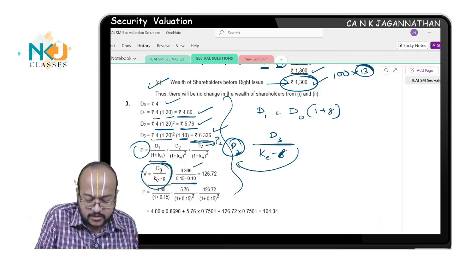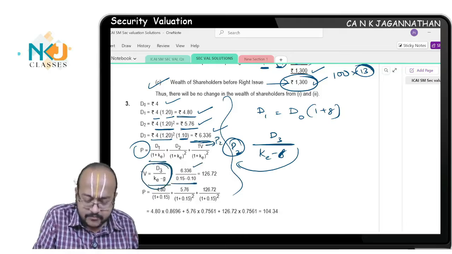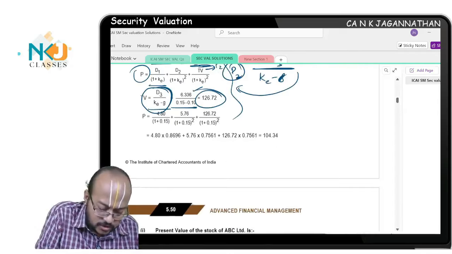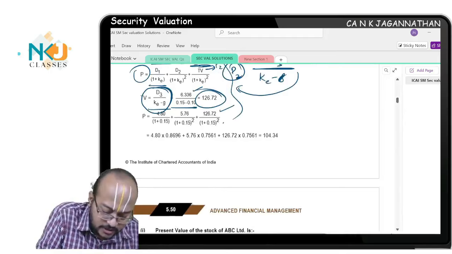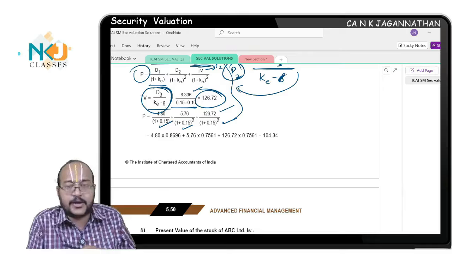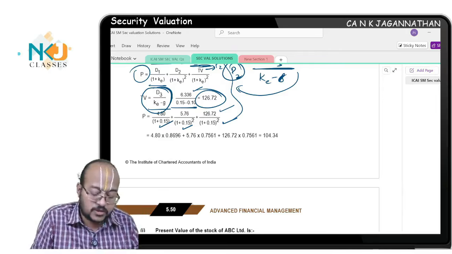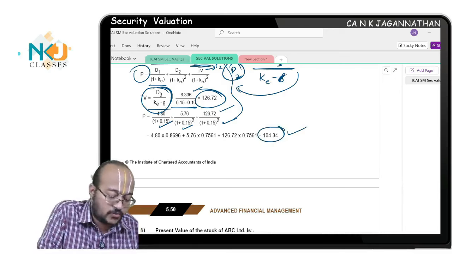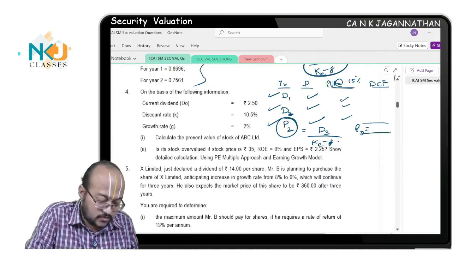6.336 divided by KE minus G, you will get the solution. And of course, if you discount all these things, we have terminal value with the second year discounting rate, here also second year discounting rate, and 4.8 dividend for the first year, you discount it using first year rate. Everything if you discount, you will get the value as 104.34. This is a straightforward question. Next, question number 4.